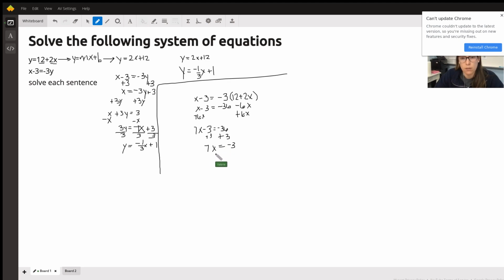Now what I would want to do is finish solving this. I would get a value for x, whatever negative 33 divided by 7 is, that's your value for x, and then you would take it and plug it into the first equation, y equals 12 plus 2x. You could plug this in where you see the variable x, and that would give you your x and y value. So I hope that helps.